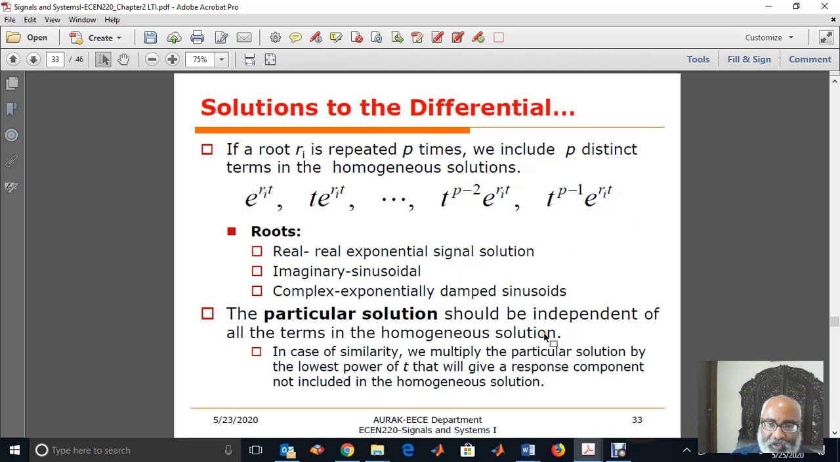The particular solution should be independent of all the terms in the homogeneous solution. That means if I have a particular solution similar to the homogeneous, then again I need to modify it by multiplying by t like this. Okay.